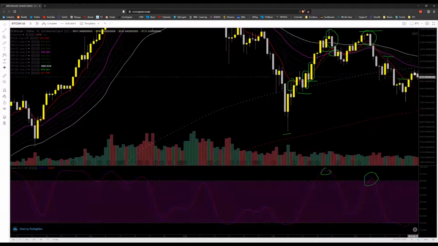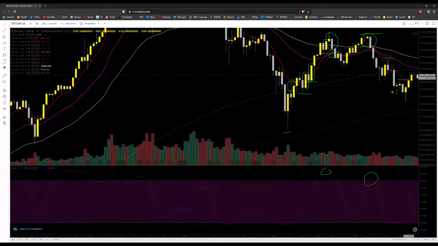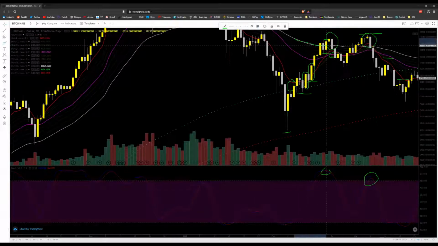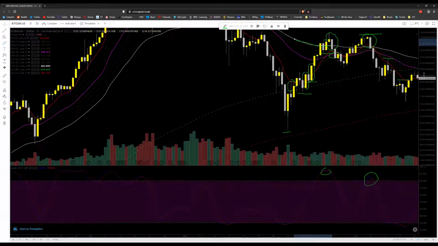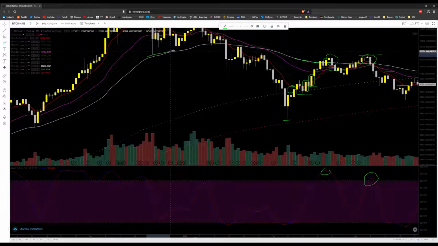Right? There's another topping tail takeout setup. And so now, here's one thing to consider. You're in a downtrend. Your bands are going down. You're making lower highs. You're still putting in higher lows long term. That's bullish. But in the short term, you're in this intermediate term bear market since we broke down from the bands back here.